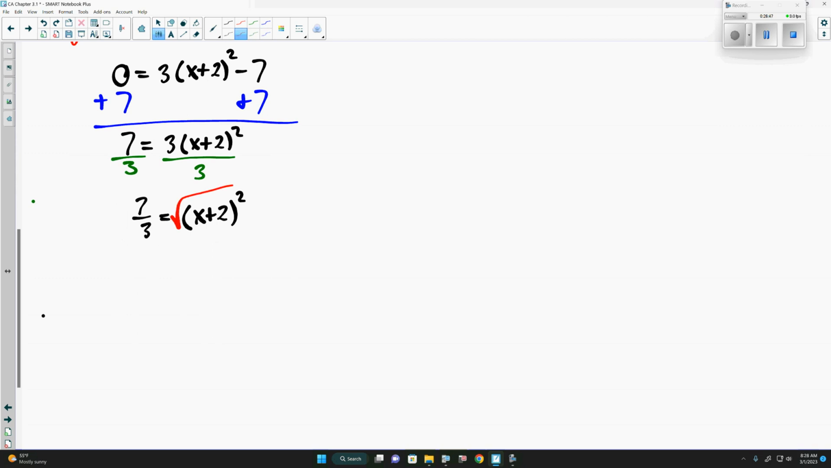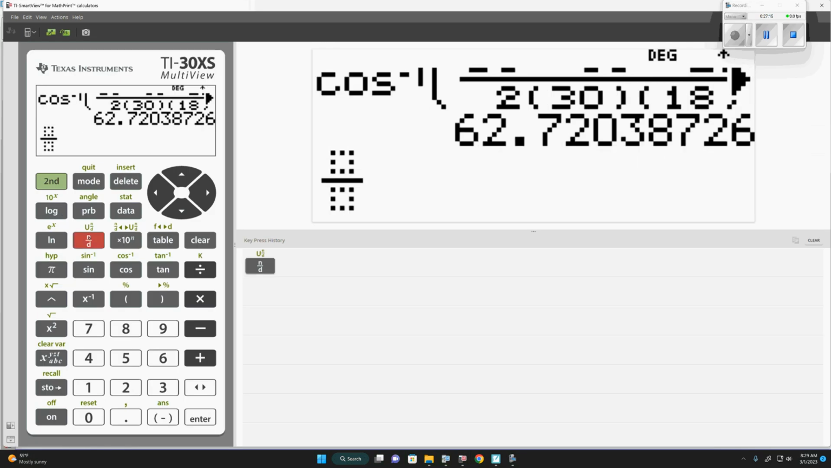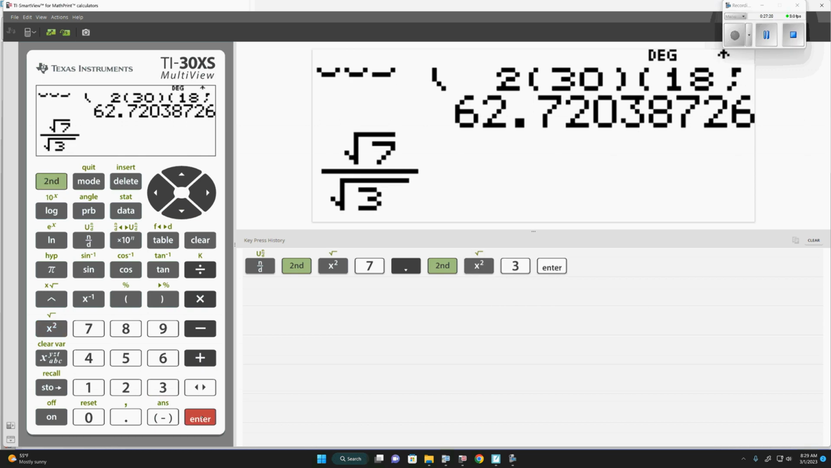At this point here, we can square root both sides. Square root and square will cancel, leaving us with x plus 2 by itself. This here, especially if it's wanting exact solutions, in the yellow calculator, you can type it in as the square root of 7 over the square root of 3. And it'll do this here for us. So here we can say the square root of 7 over square root of 3, which is square root of 21 over 3.